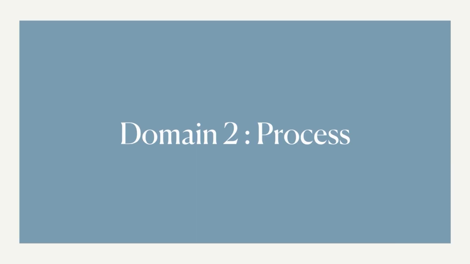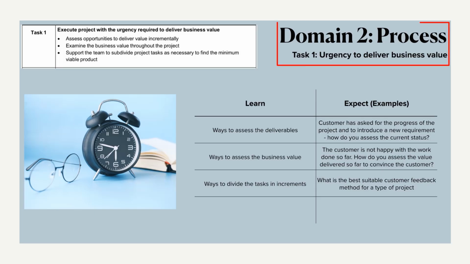Until now, in domain one, we have spoken about people, everything that is related to the people activities. In domain two, the tasks will be more focused on the process. So now the focus will shift from people activities to process activities. Let's see how it goes. So domain two, task one, execute project with the urgency required to deliver business value. So here we have to focus on the project execution. As we all know, execution comes after the planning.